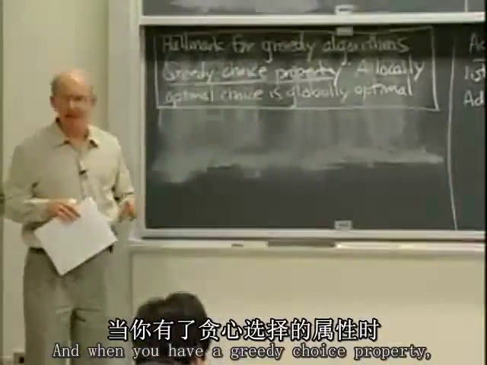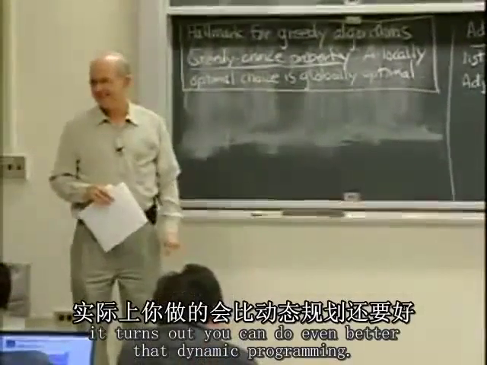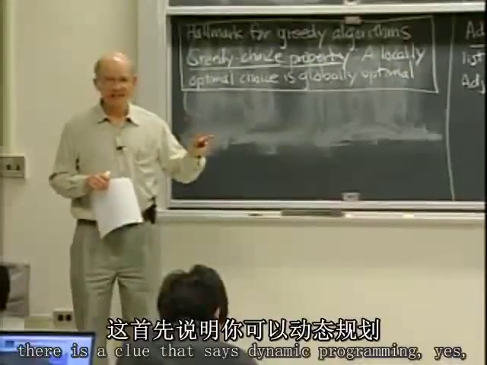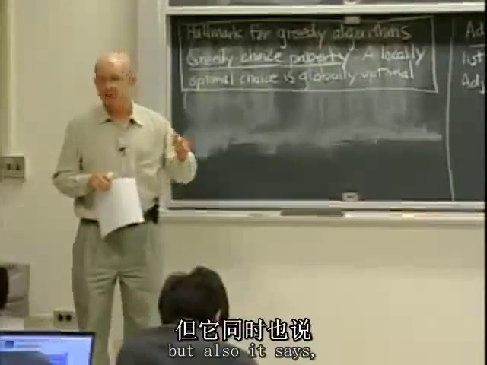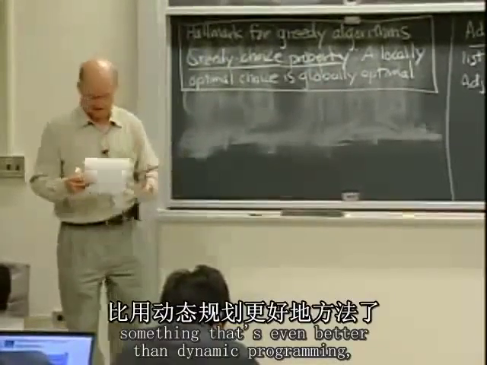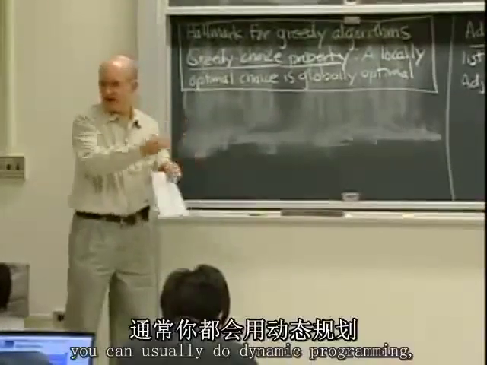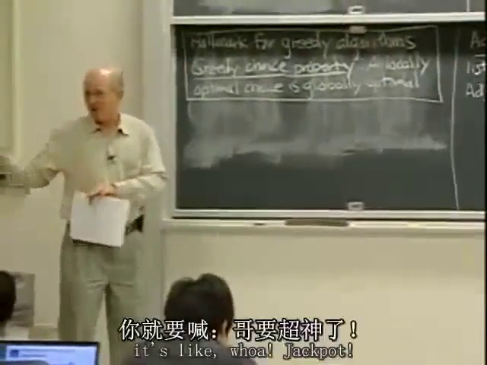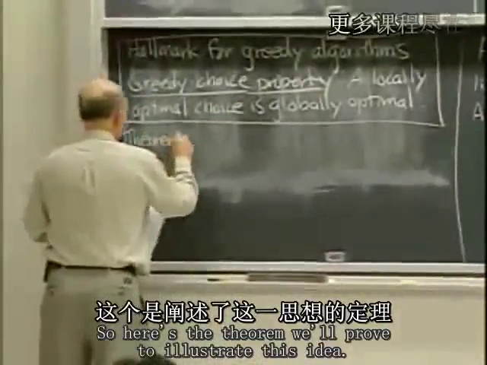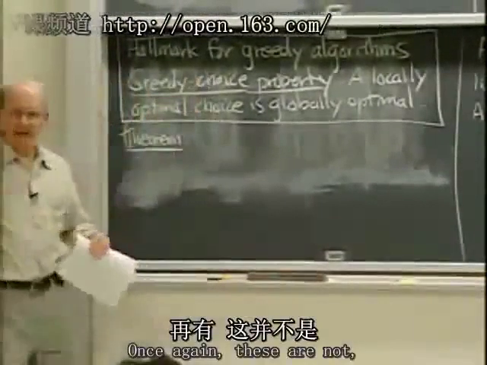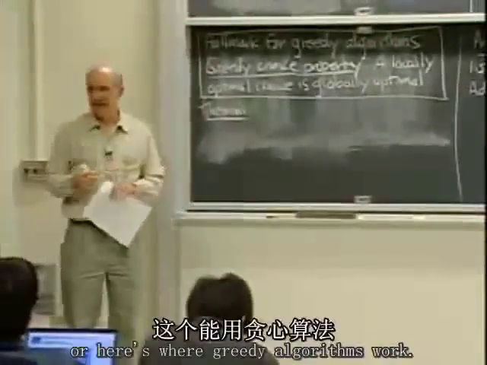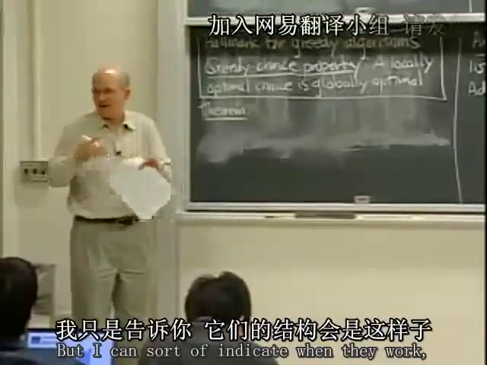And when you have a greedy choice property, it turns out you can do even better than dynamic programming. So when you see the two dynamic programming properties, there's a clue that says dynamic programming, yes, but also let me see whether it also has this greedy property, because if it does, you're going to come up with something even better than dynamic programming. So if you just have the two, you can usually do dynamic programming. But if you have this third one, it's like, whoa, jackpot. Once again, all these hallmarks are heuristics. I can't give you an algorithm to say, here's where dynamic programming works or here's where greedy algorithms work. But I can sort of indicate when they work, the kind of structure they have.